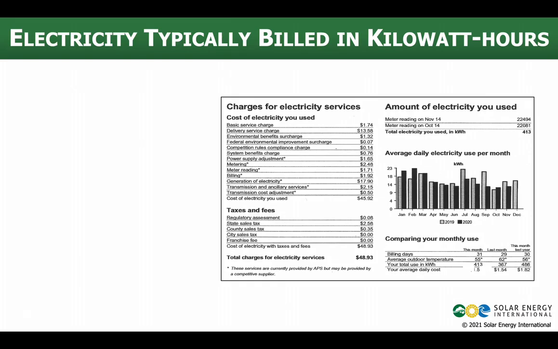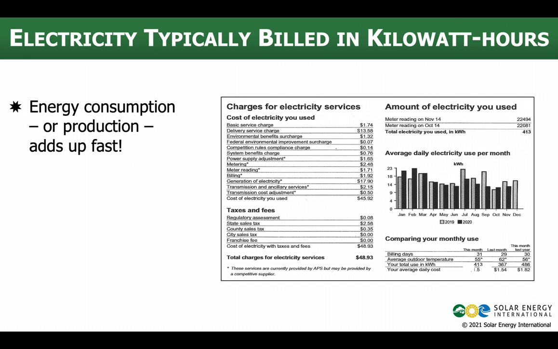Now, when we think about aggregate energy use, we're typically going to use it in terms of kilowatt hours. And that's because energy consumption or production adds up in a hurry, right? That example on the previous slide, only 150 watt hours, but that was one light bulb for 3 hours on one day. Over the course of a month, that's going to become several thousand watt hours. And then we're going to describe that in terms of kilowatt hours instead. And this is typically what you're going to see on your electrical bill.